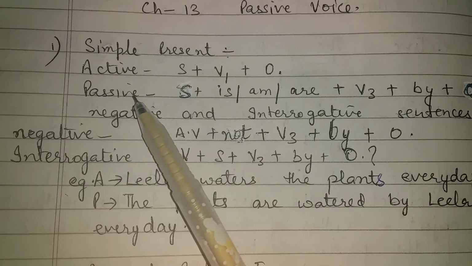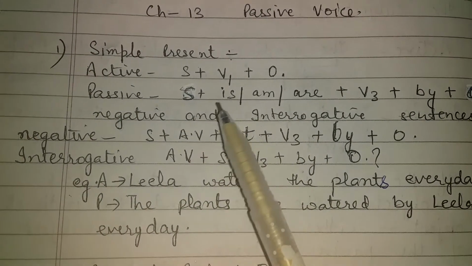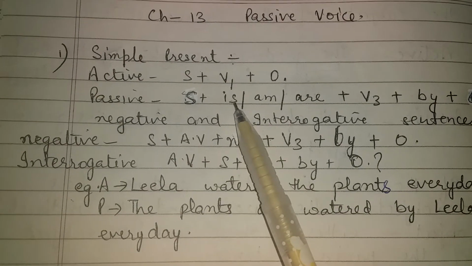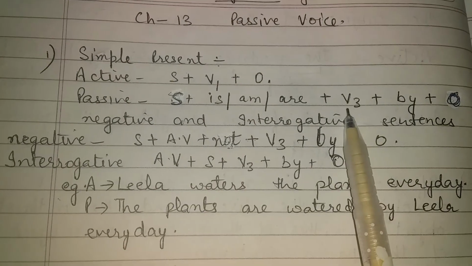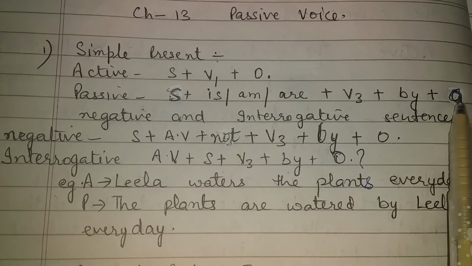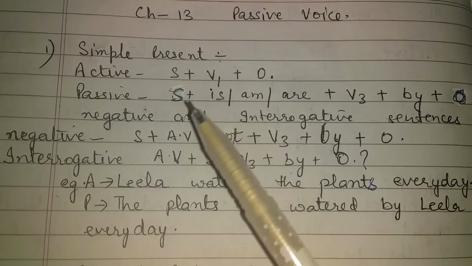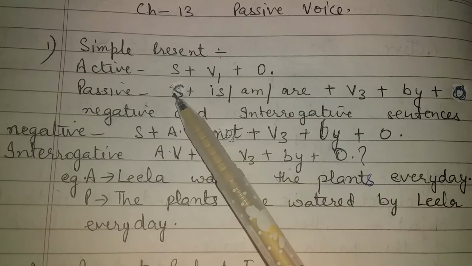Now when we make it passive, the object becomes the subject and the auxiliary verbs will be is, am and are, plus the past participle of the main verb plus by and then the object. Here the subject becomes the object and the object becomes the subject.